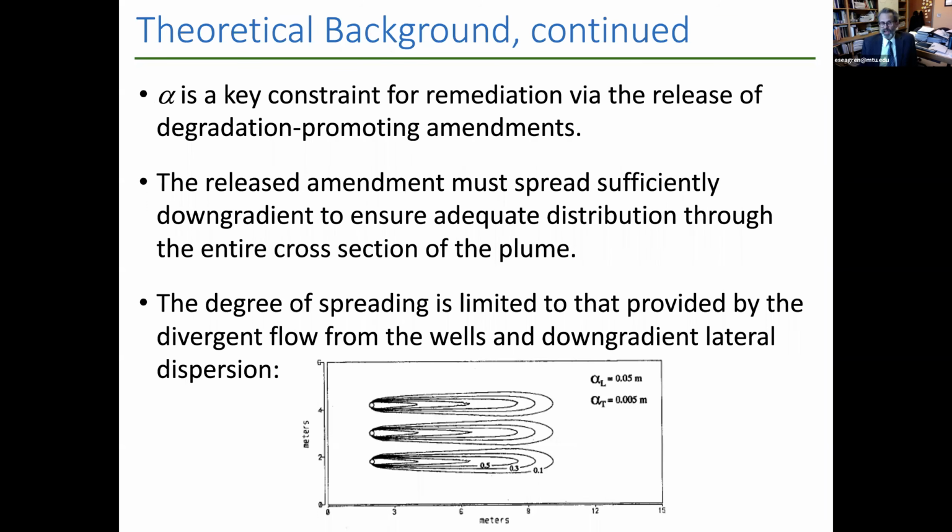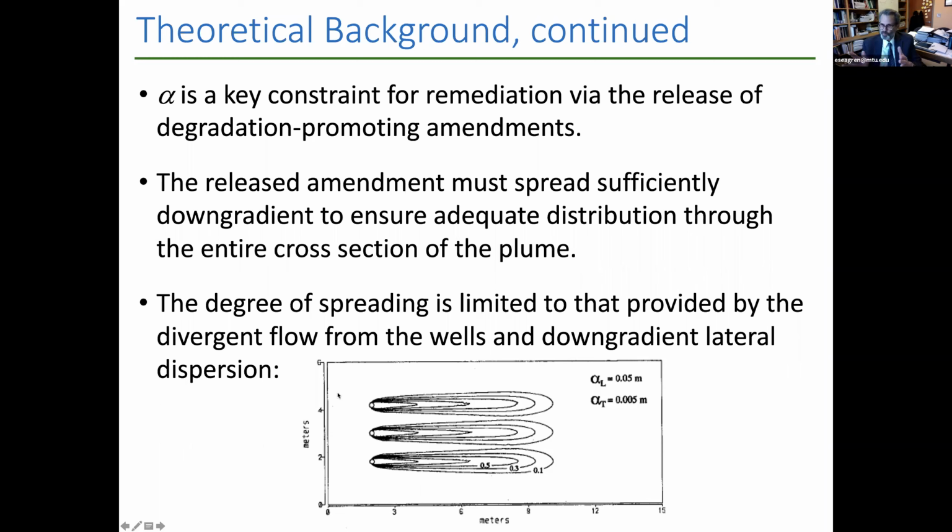So this alpha parameter is really key, because we need to understand how much that plume is going to spread out when it's emanating from the well, and that's going to dictate how closely spaced the wells need to be, because we need the wells sufficiently close that we can cover the cross section of the plume. And that initial spreading is due to this borehole dilution, and that would be here close to the wells in this illustration at the bottom of the slide.